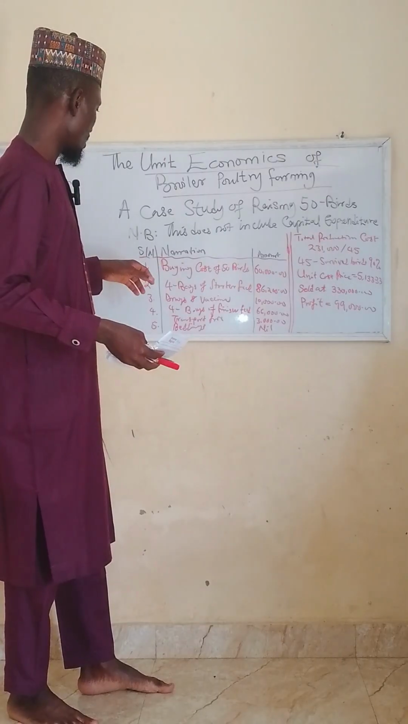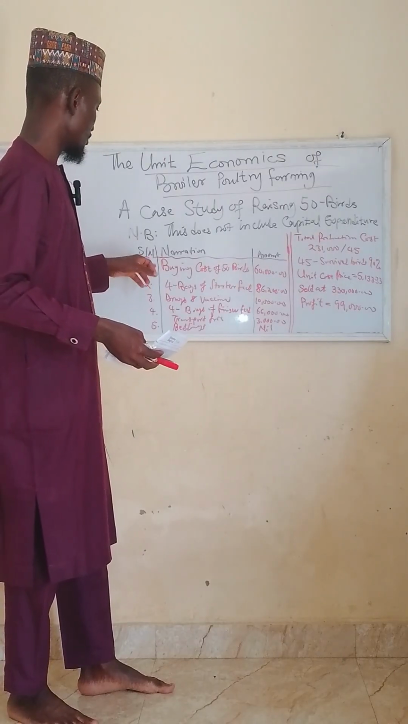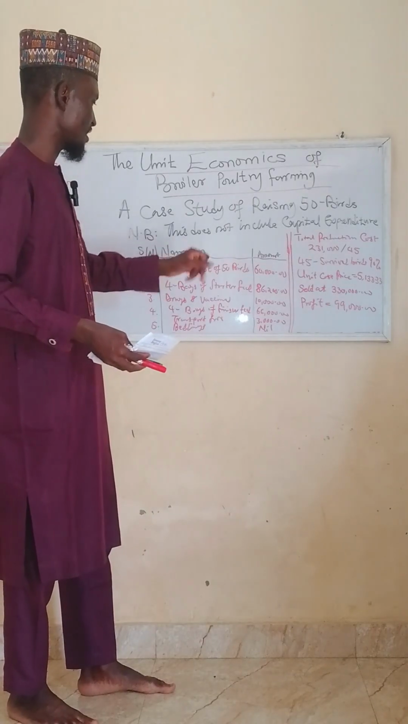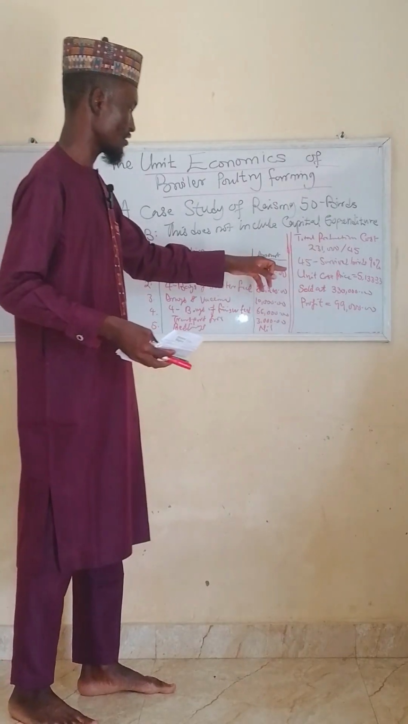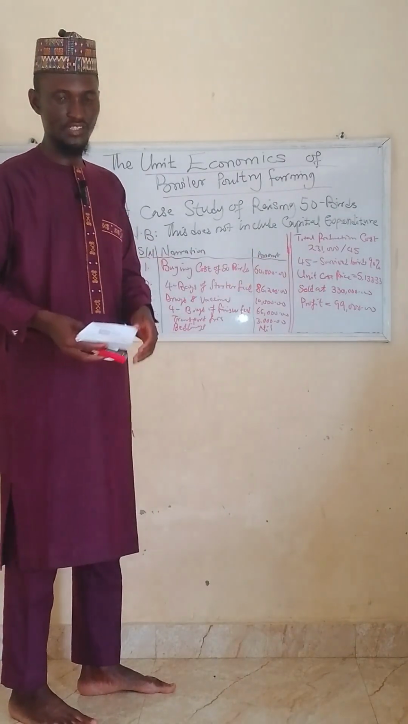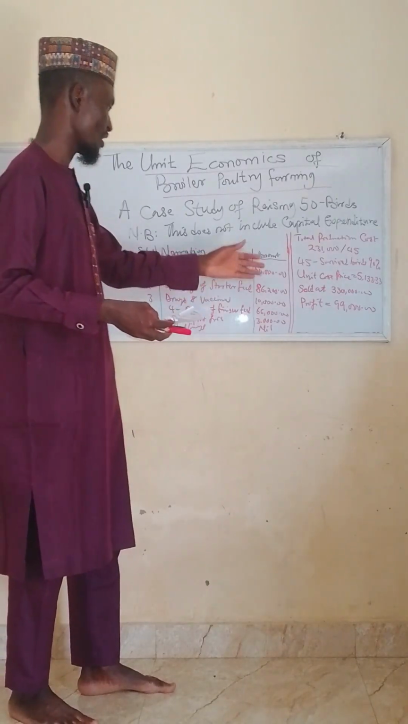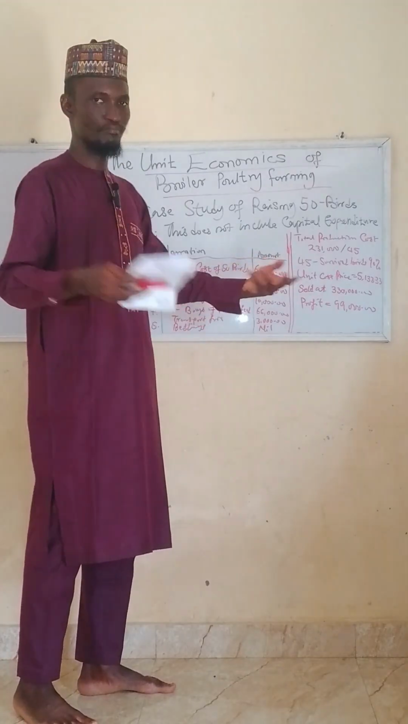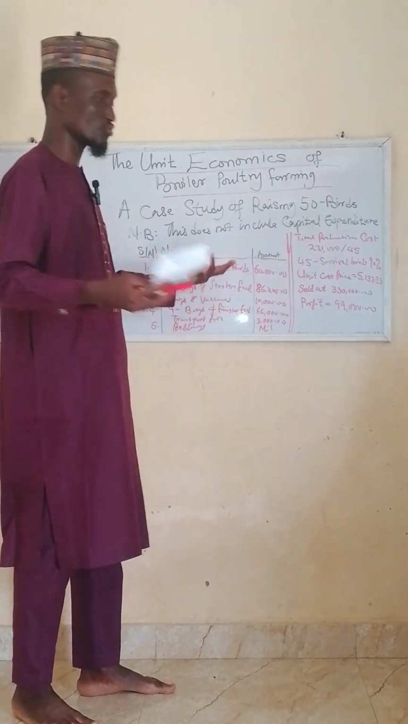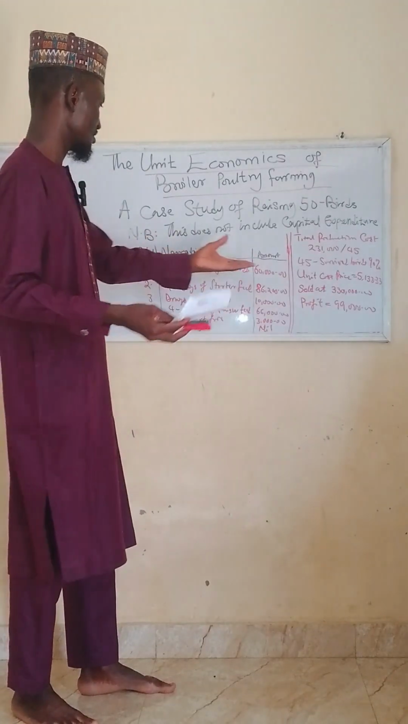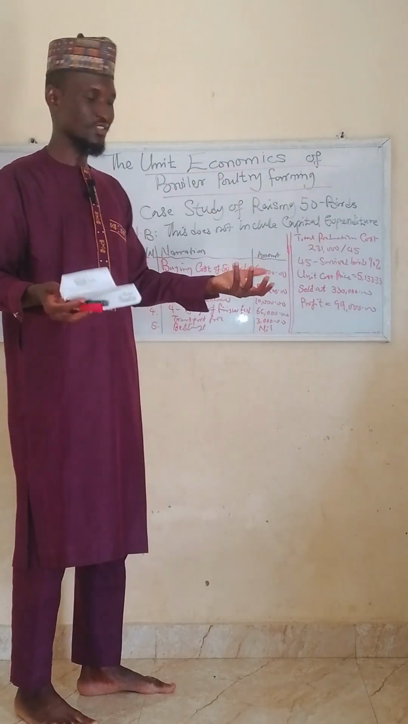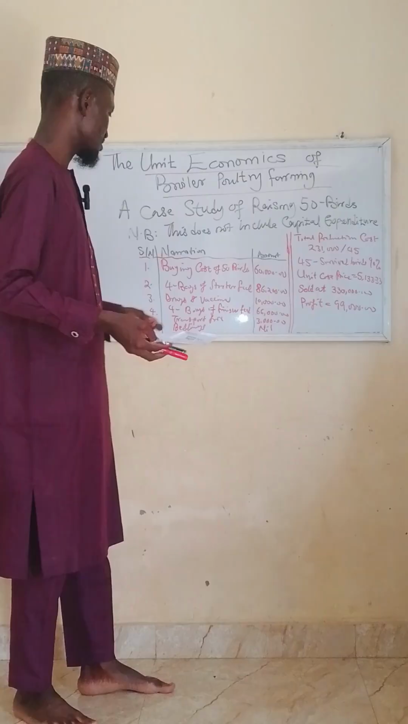Now, the first expense you are going to incur is on buying the birds, which is 50 birds. I take 60,000 for example in my own case study, because at that time it was March. We did the case study in March 2026. So a bird was being sold for 1,200. So that makes it 60,000.